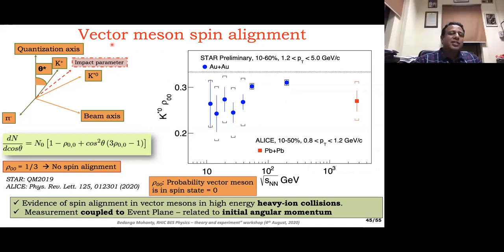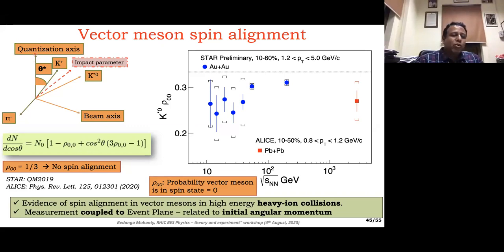One looks at the angular distribution of decay daughters of vector mesons. Remember, vector mesons are spin 1 particles. So what one does is look at a plane, for example, the plane subtended by the beam axis and the impact parameter. This is the reaction plane. Then go to the rest frame of the vector meson. The decay daughters are back to back. Look at the angular distribution of one of the decay daughters perpendicular to this reaction plane.